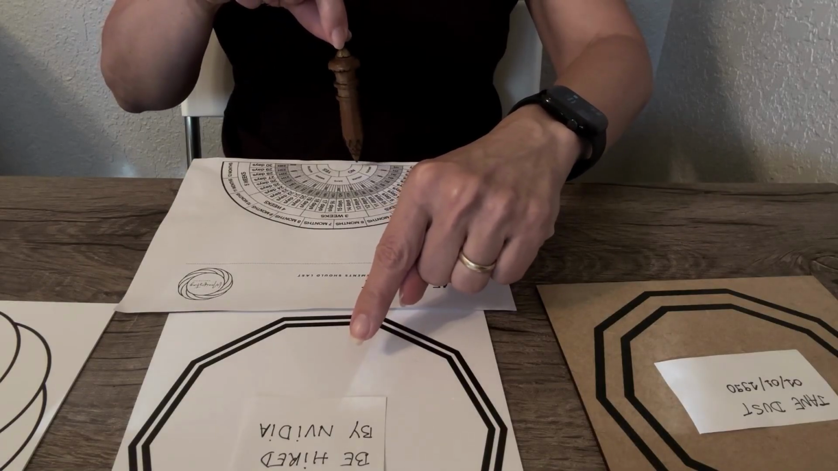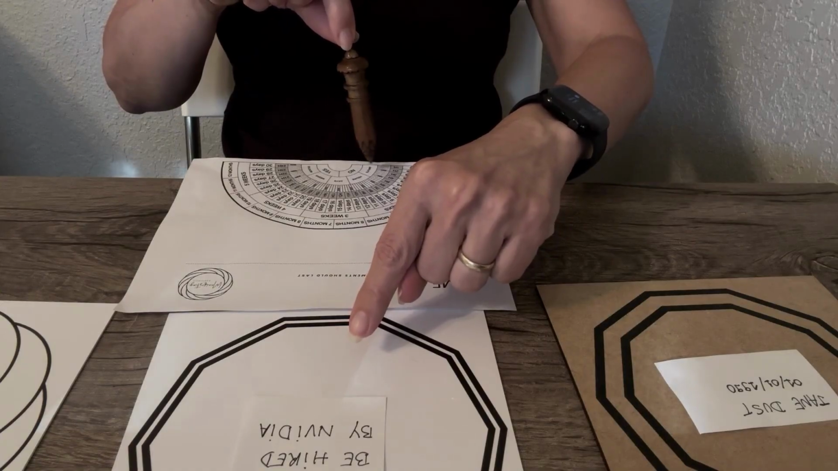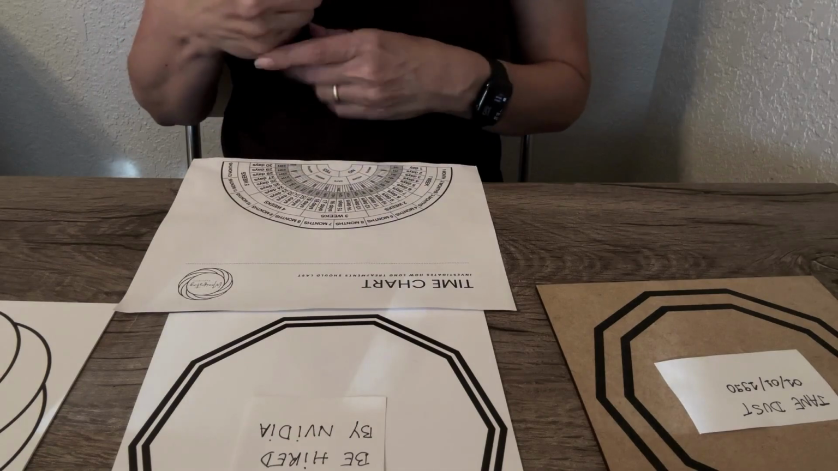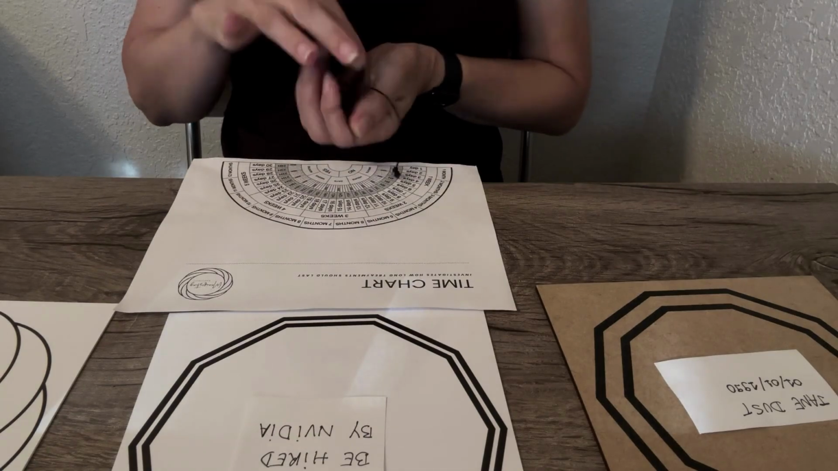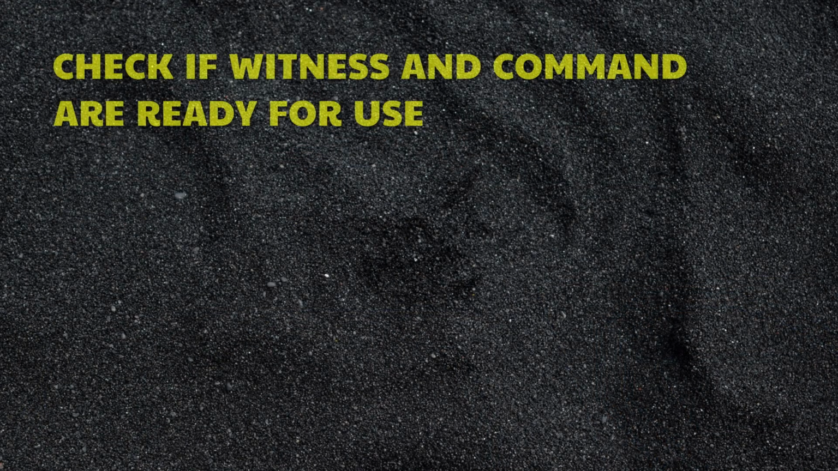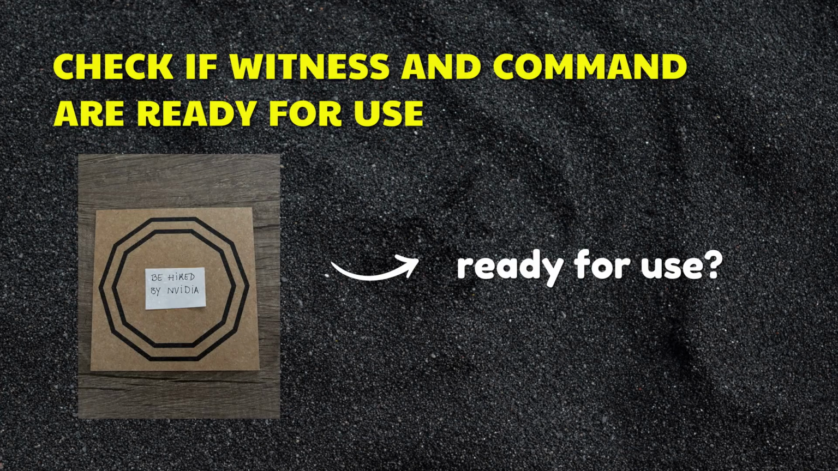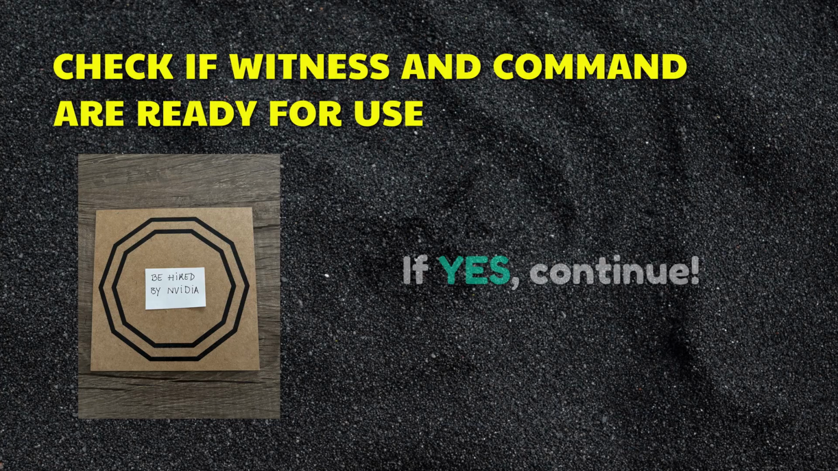Once the witness is on the decagon and the command is on another decagon, wait the amount of time indicated by your pendulum. Again, this is usually somewhere around 5 to 15 minutes, but your pendulum may indicate a different time. After the waiting time is complete, check again with your pendulum. Ask, is this witness ready for use? Wait for the answer. Then ask, is this command ready for use? Wait for the answer.